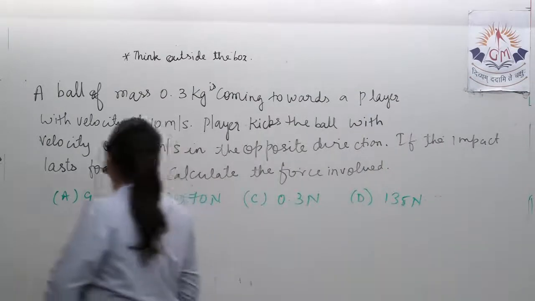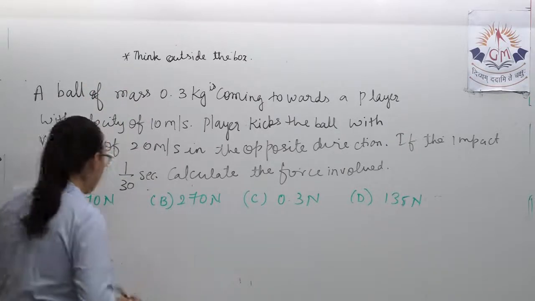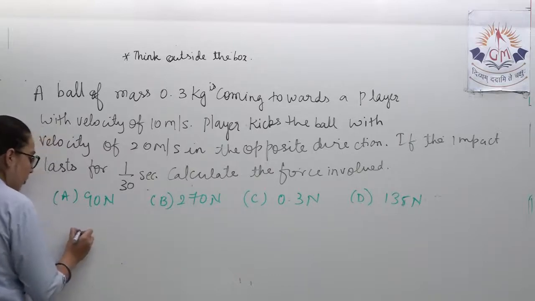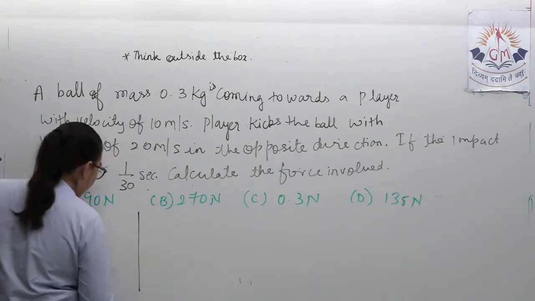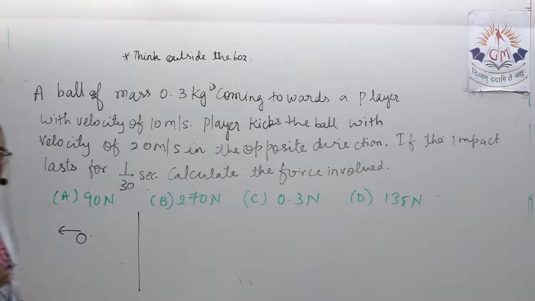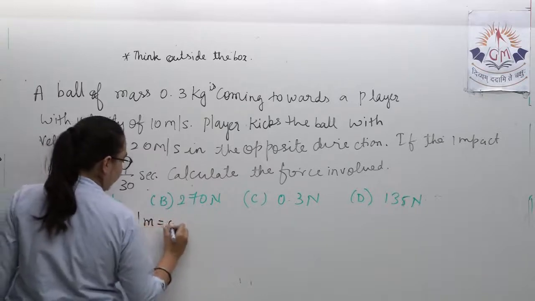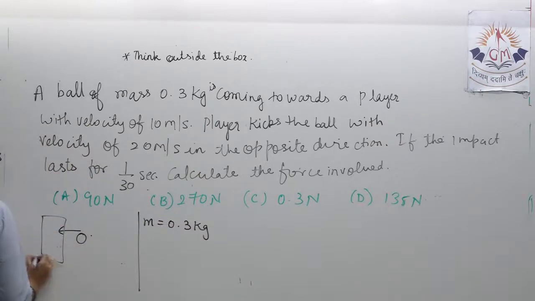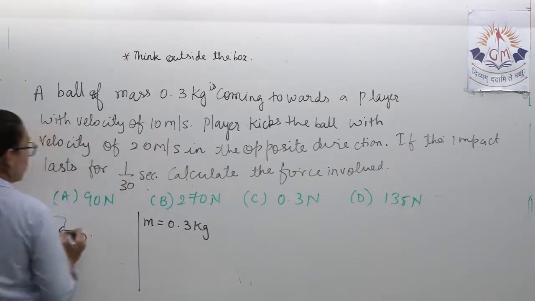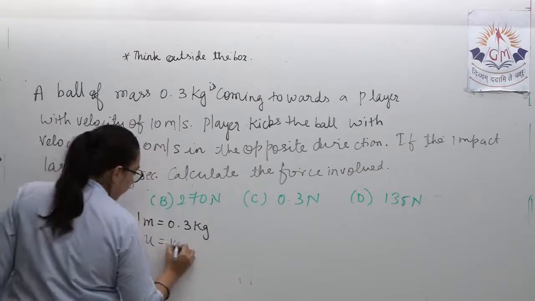Let's try to understand the question. There is a ball of mass 0.3 kilogram and it is coming towards the player. So here is the ball. It is coming towards the player with the velocity. We'll first draw the diagram and also write the given data. The mass of the ball is 0.3 kg. Suppose here is the player and the ball is coming towards the player with a velocity of 10 meter per second. So the initial velocity over here is 10 meter per second.